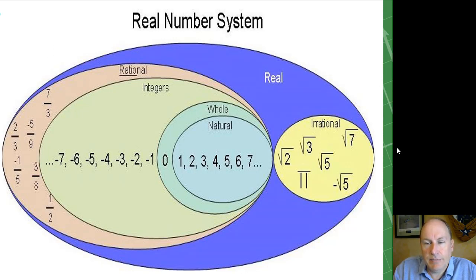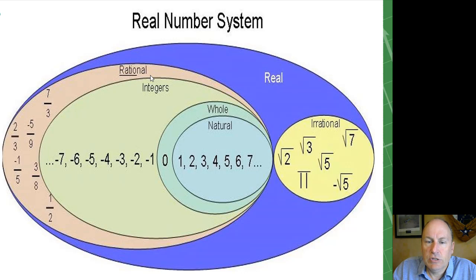So the big ellipse here in the Venn diagram, we'll call the real number system. Now there is a number system outside this with imaginary numbers, but we're only going to deal with real numbers here. So this large grouping is the real number system, this blue ellipse. Inside it, all the other subsets. And so real numbers can be broken up into two sets.